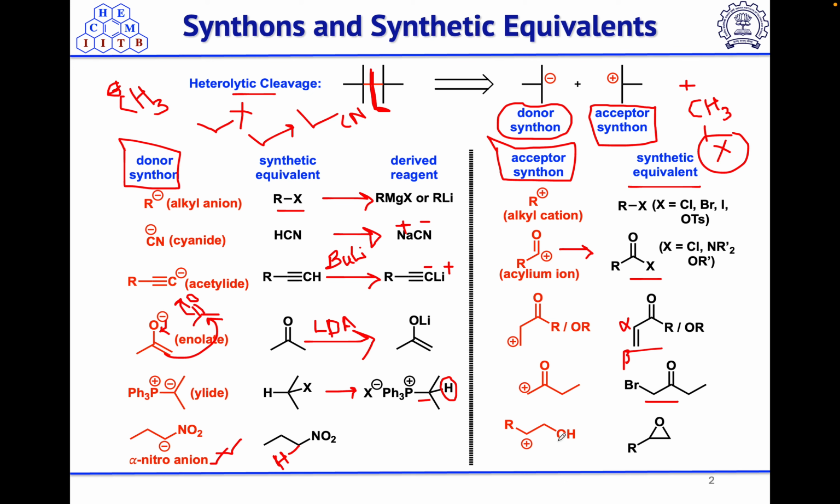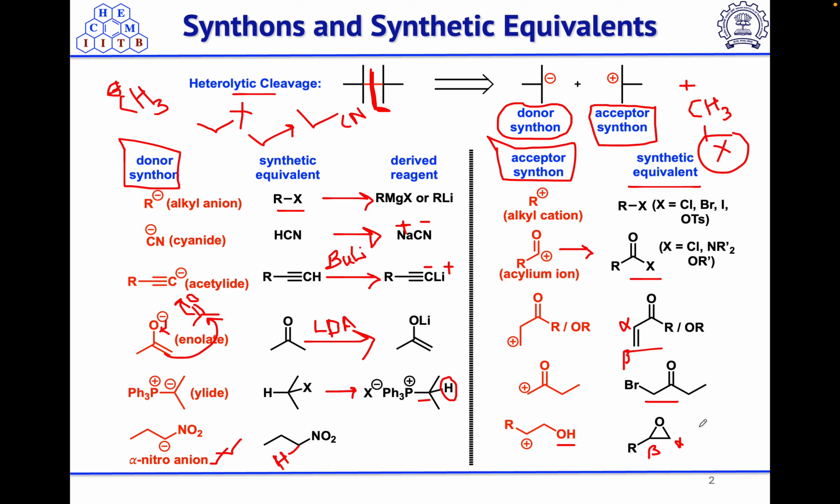Similarly, this beta carbocation next to a hydroxy group: this is alpha, this is beta. If we have an epoxide, then we can easily generate this beta carbocation next to the hydroxy group.